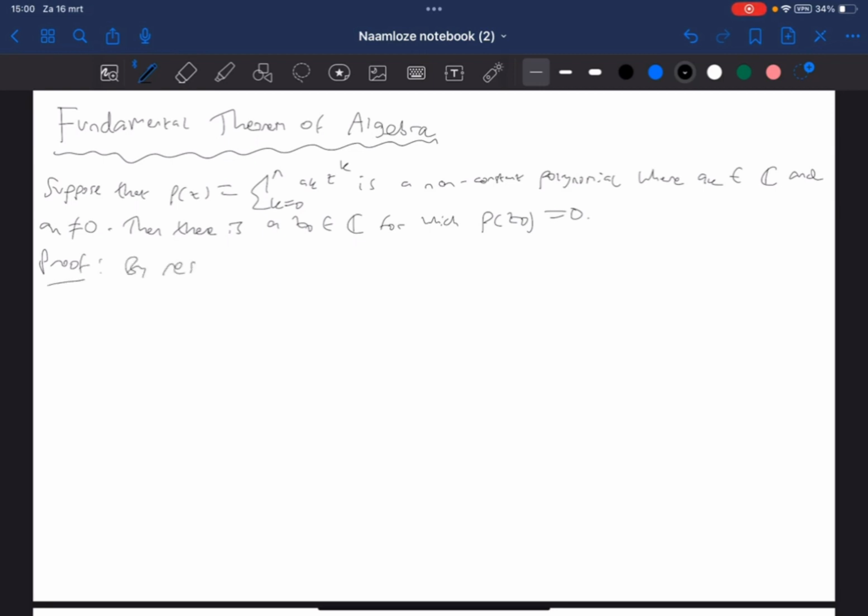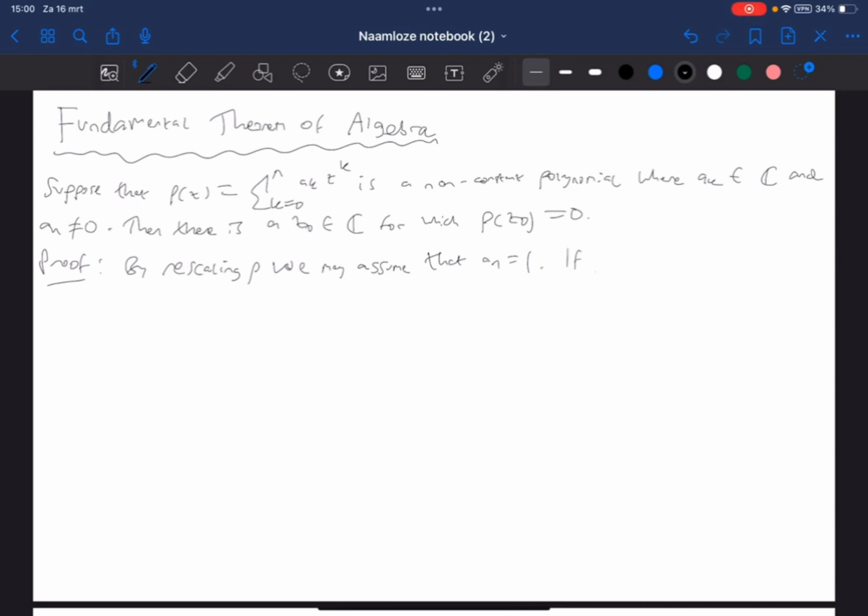So, by rescaling p, we may assume that the first a_n will be equal to 1. Because in my definition, I said quite clearly that a_n is non-zero. So I need to be slightly clever in the way that I start to prove this formula now.